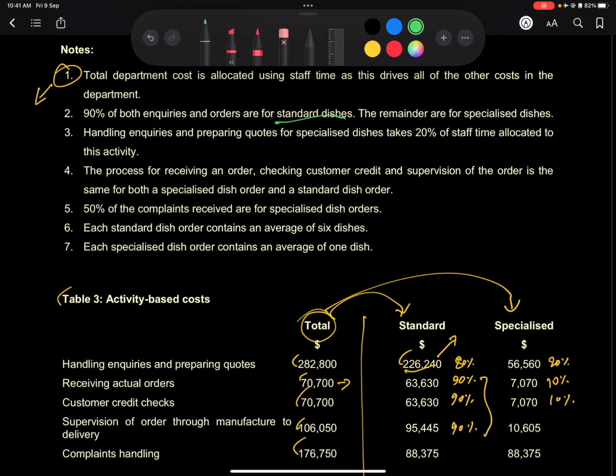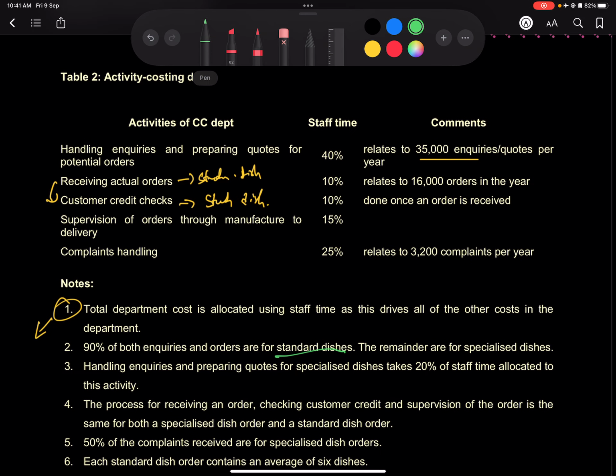In this case, what's happening is that different customers are inquiring for standard dish and for specialized dish. So we need to segregate that staff time. Out of the 100%, 40% of the staff time is normally utilized for handling inquiries and preparing quotes. That's normal for a lot of businesses, since you normally have to inquire first. So this staff time can be segregated into two parts: 80% is for standard and 20% is for specialized.